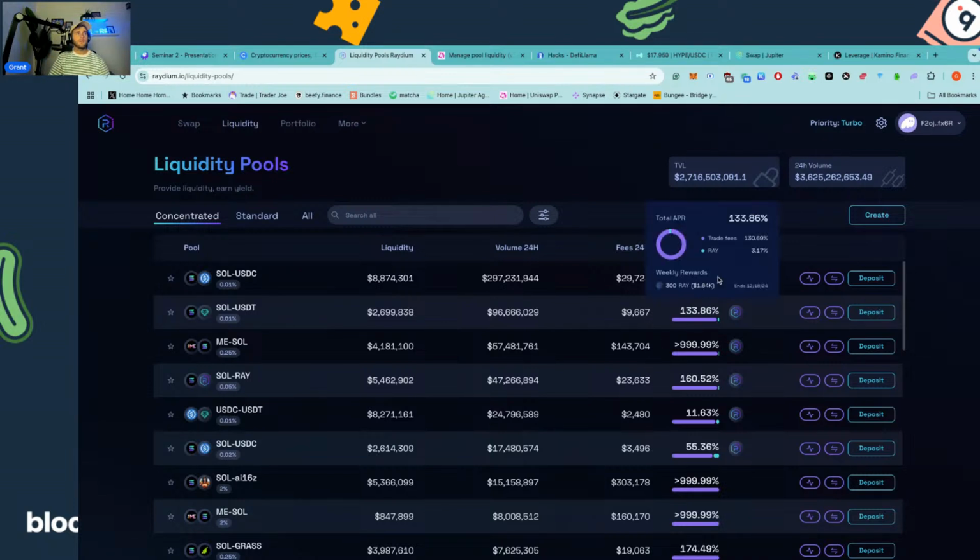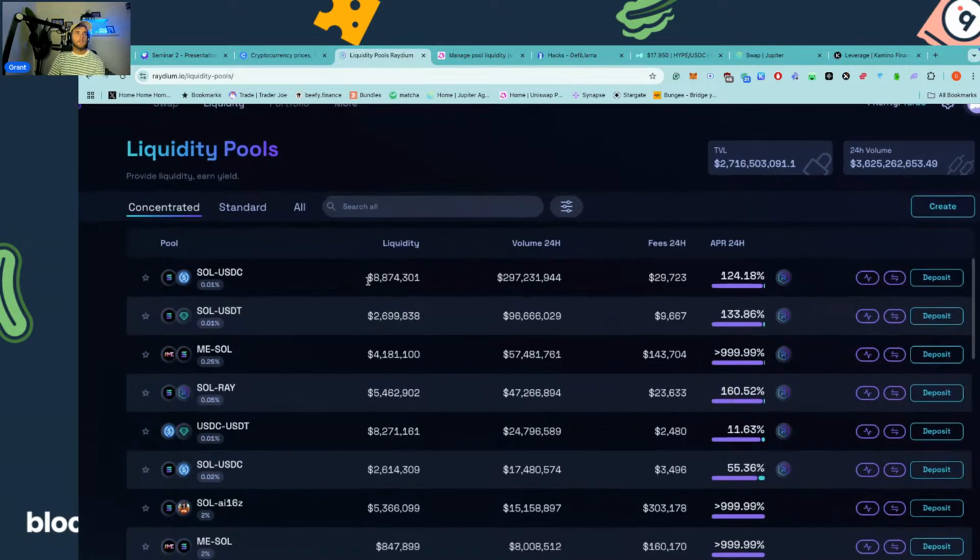Right. So look at some of these rewards. SOL-USDC on Raydium, there is $8.8 million worth of liquidity, and over the last 24 hours there's been $300 million worth of volume. And that's at a 0.01% fee. So in the last 24 hours, if you work that out, the fees come to 29,723, which gets distributed proportionally to the $8.847 million worth of liquidity, right?